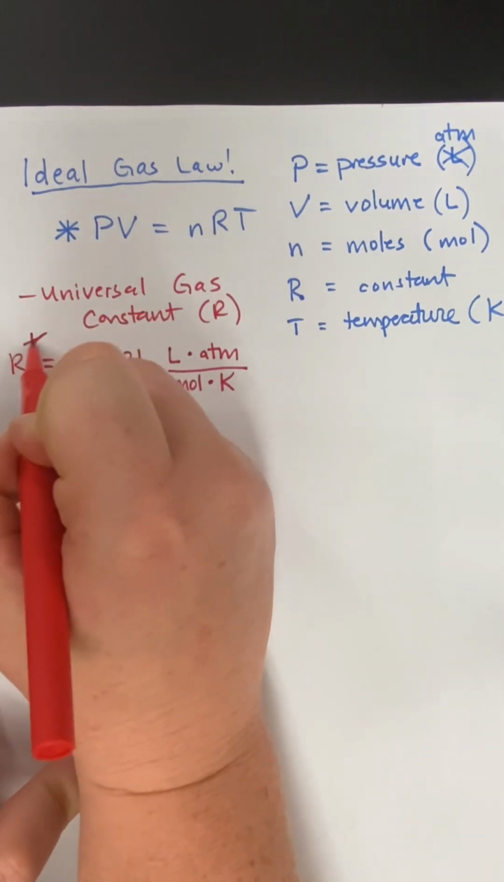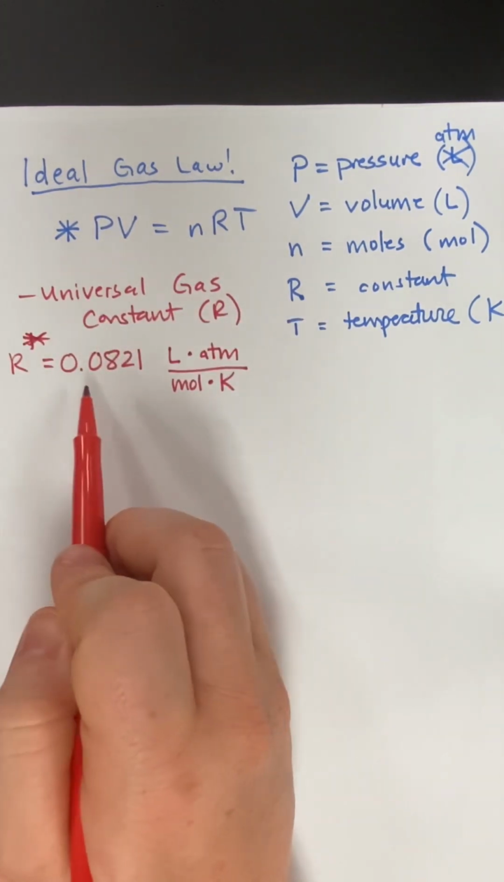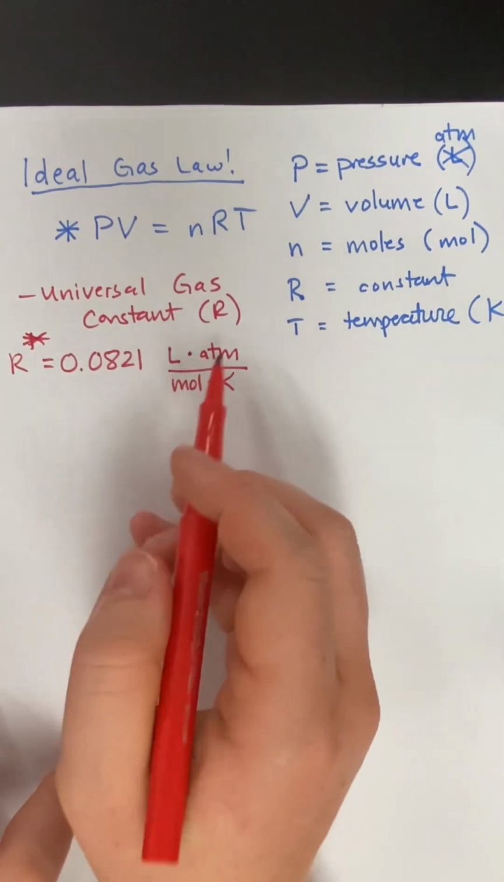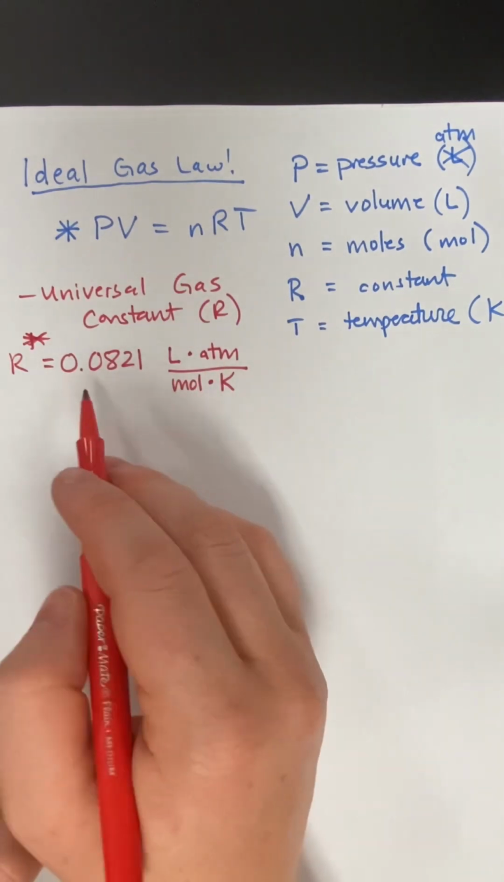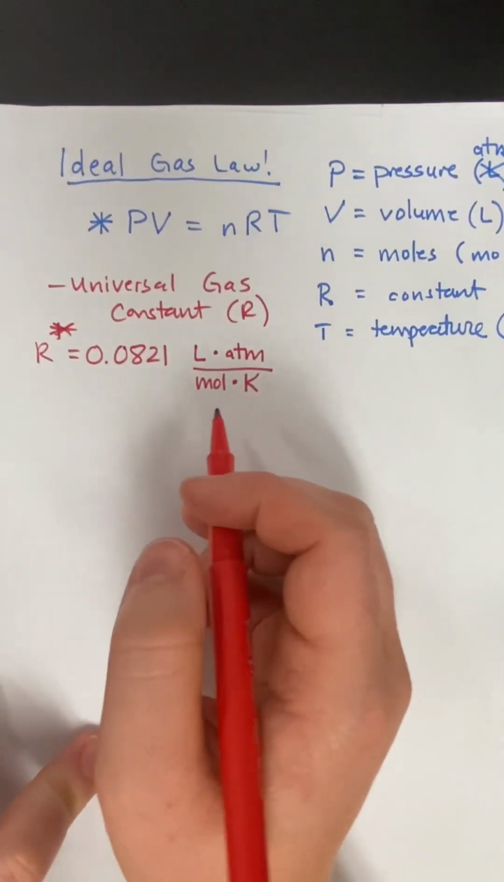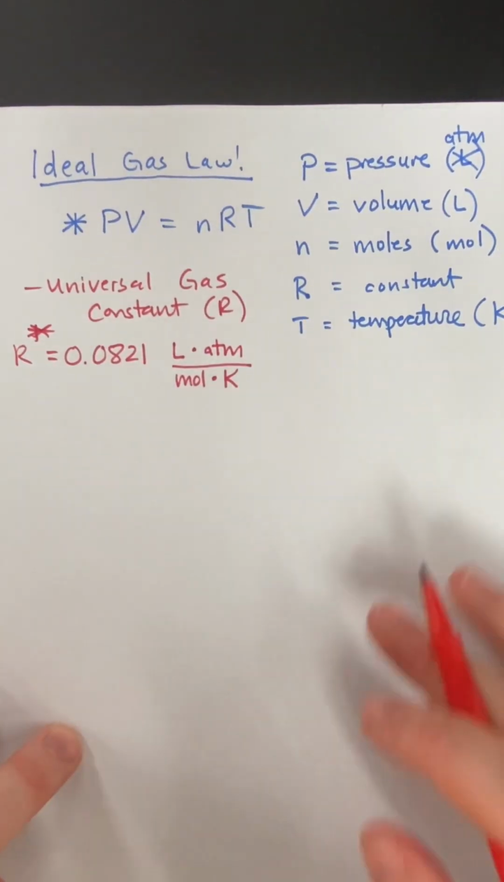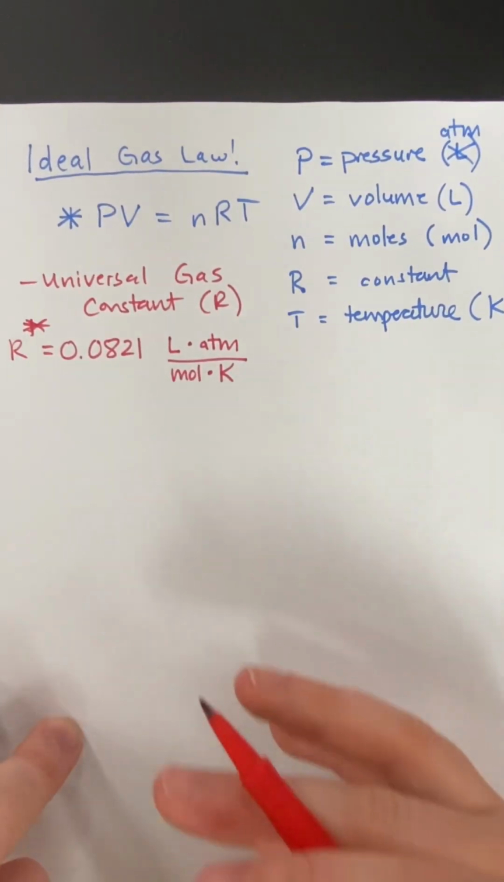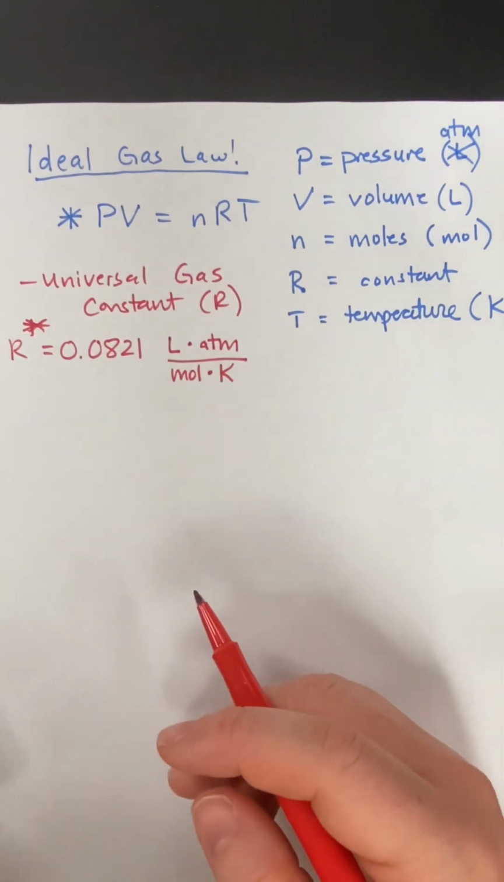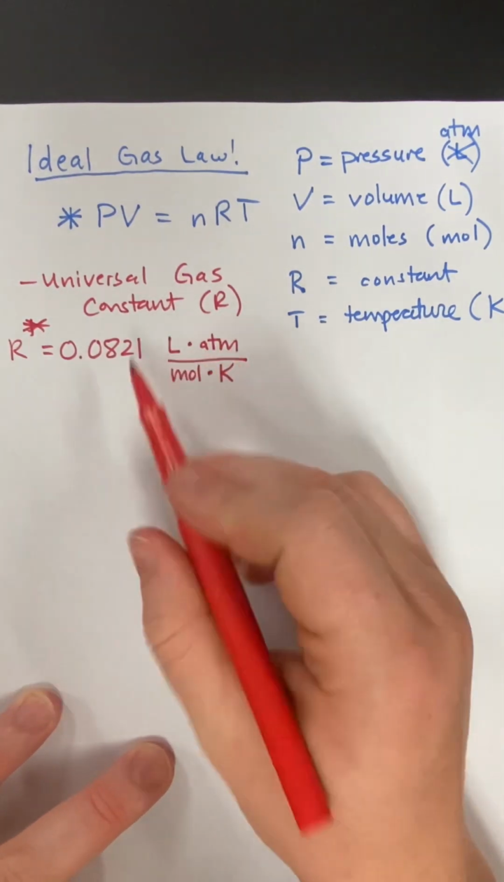You're going to have to memorize this as well. R is equal to 0.0821 liters atmospheres per mole Kelvin. Say it a couple times, get it in your memory, and as you use it, hopefully it will stick. What is up with these funky units?